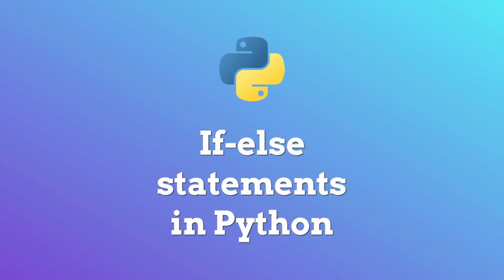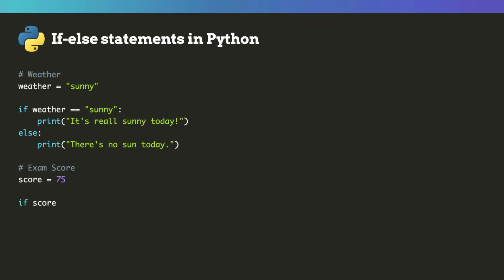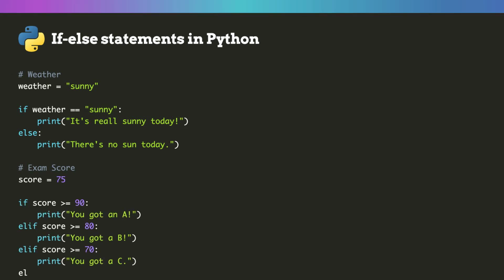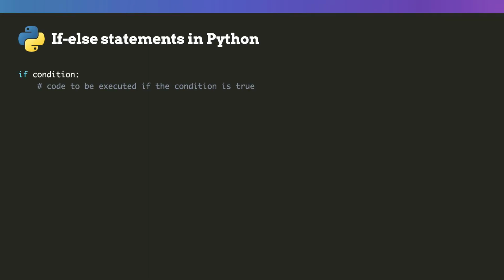If-else statements in Python. Control structures in programming are essential for making decisions and executing actions based on certain conditions. In Python, we have three main control structures for this purpose: if, elif, and else. These structures allow us to control the flow of our program based on conditions we define. Let's start with the if statement.